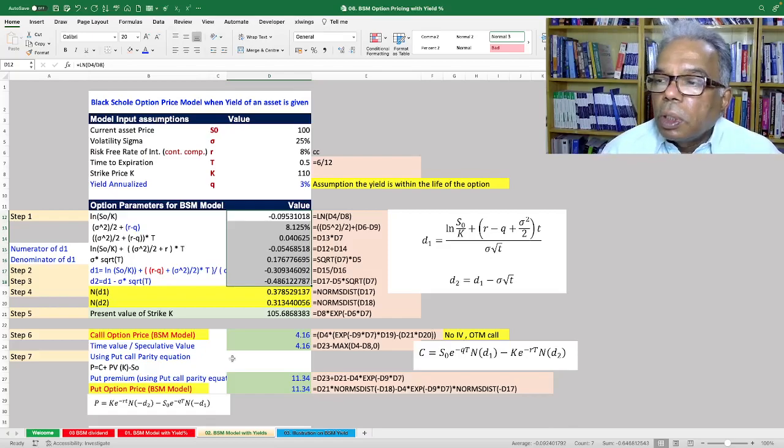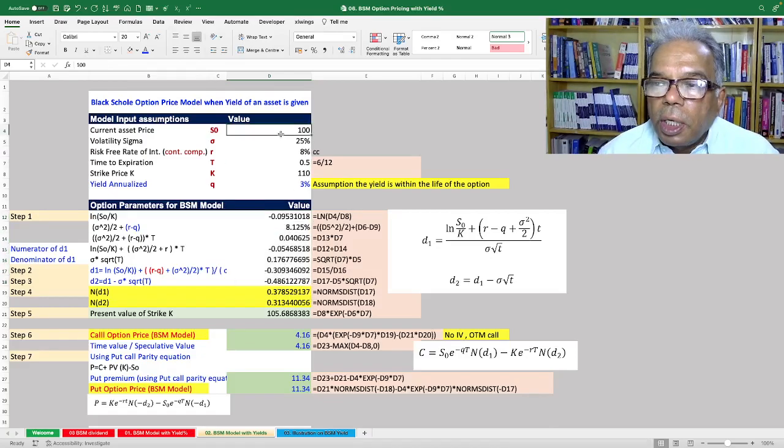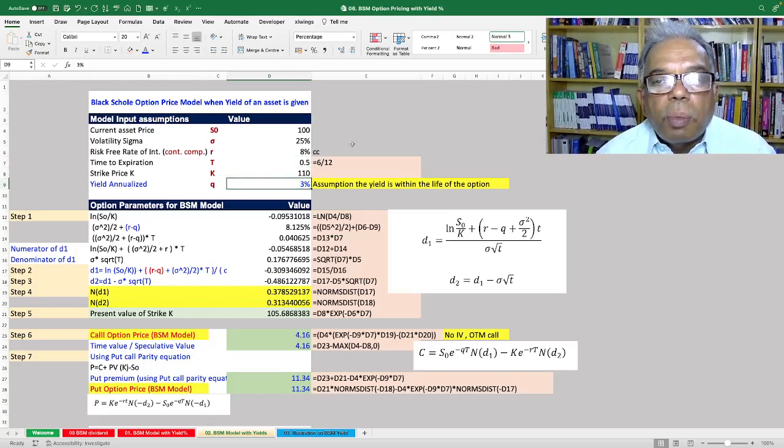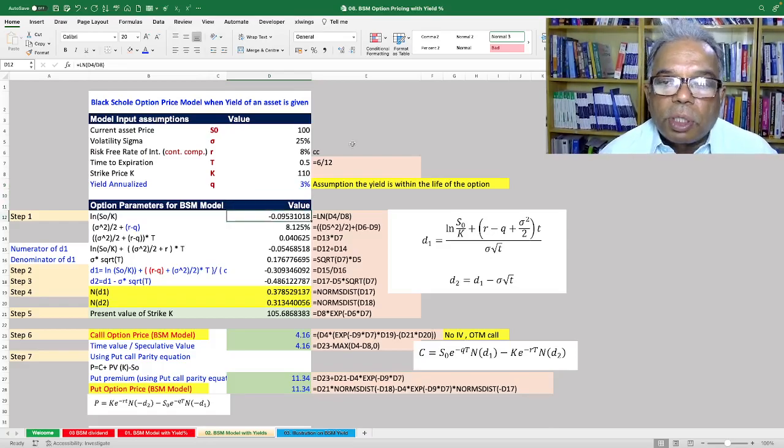Let's assume the inputs of the model: the current index price is 100, the volatility is 25%, the risk-free rate of interest is 8%, the time to expiration is 6 months, and the strike price is 110. Let's assume a 3% annualized yield is given, and this yield happens within the life of the option. Let's calculate the parameters of the Black-Scholes option pricing model.